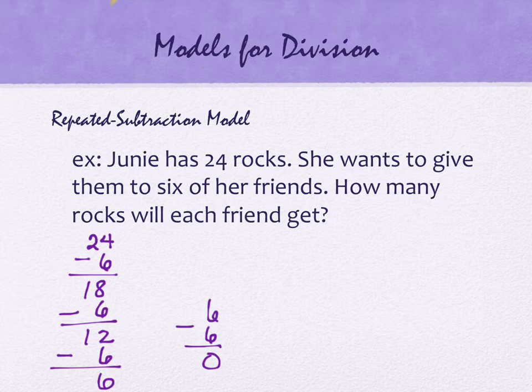The answer to this question then is how many times I subtracted 6. Because every time I subtracted 6 was a time when I gave each of my 6 friends a rock. So how many times did I subtract 6? 4 times. So that each friend got 4 rocks.